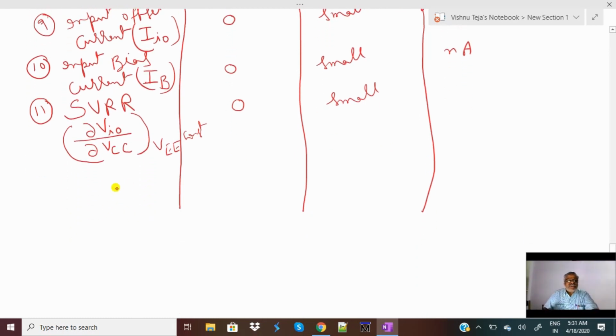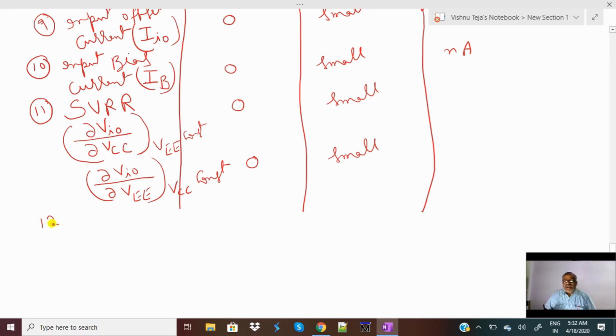Suppose if you measure this value by keeping VCC constant, then the formula can be written as ∂VIO by ∂VEE when VCC is kept constant. Both values should be measured when you are working with operational amplifiers practically, and the average value is generally expressed as SVRR. For this case also, its value should be 0 ideally, and practically it should be very small.